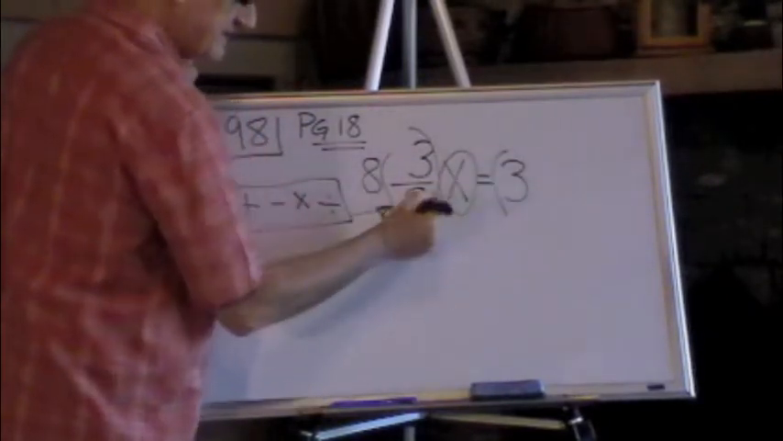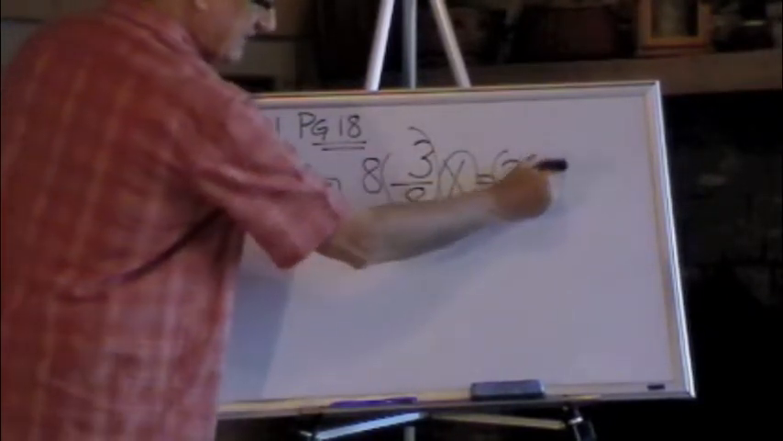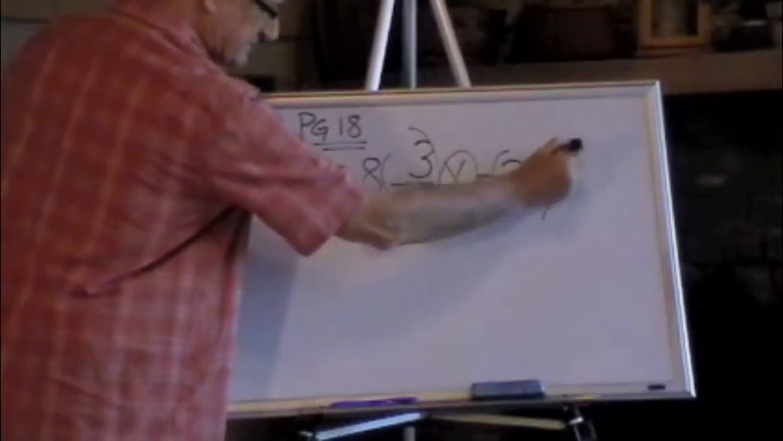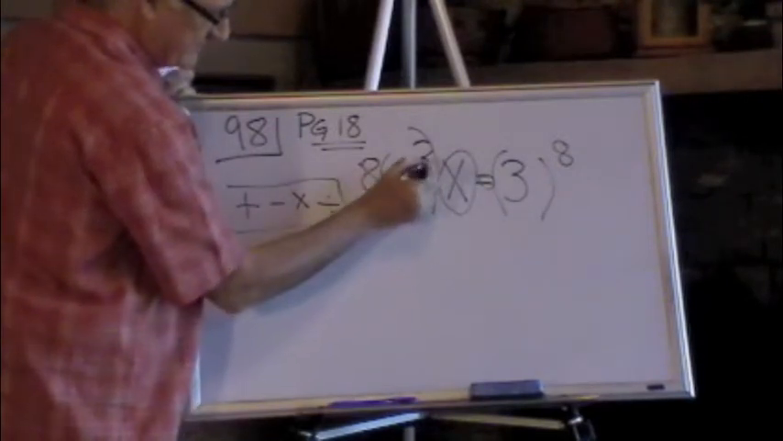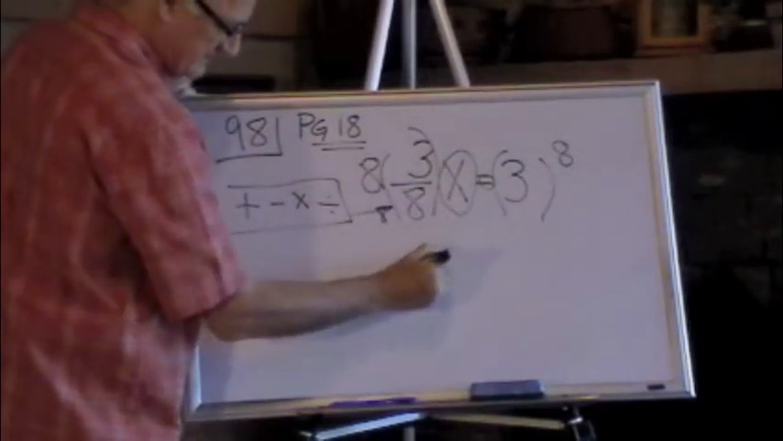But if I do it to this side of the equation right there, see that? I've got to do it to this side of the equation too. So there you go. 8, 8, goodbye. What do I have? 3 times x is what's left.